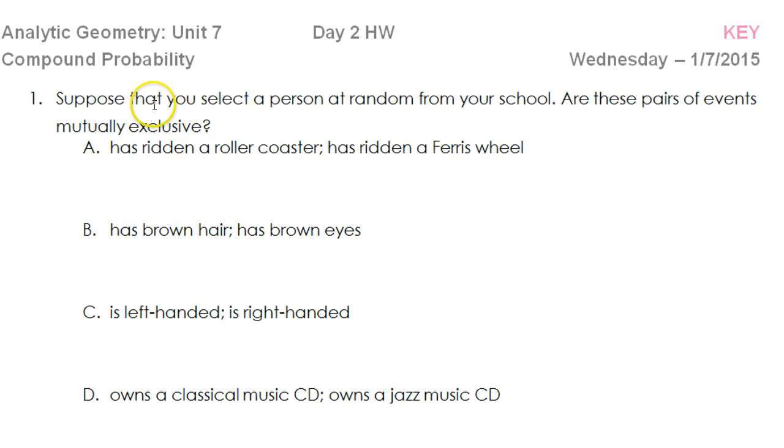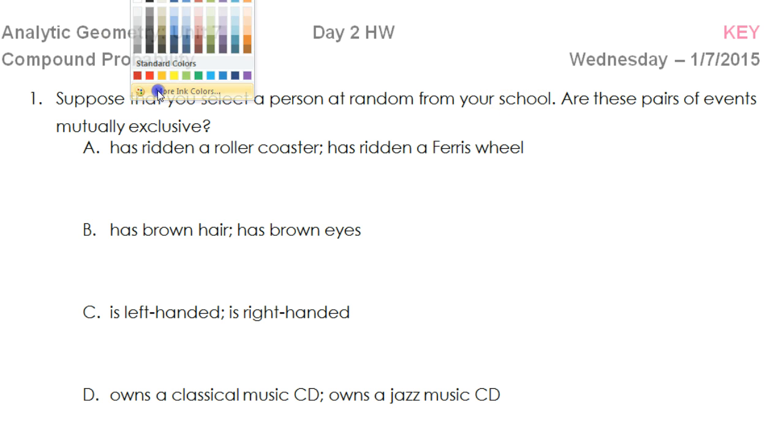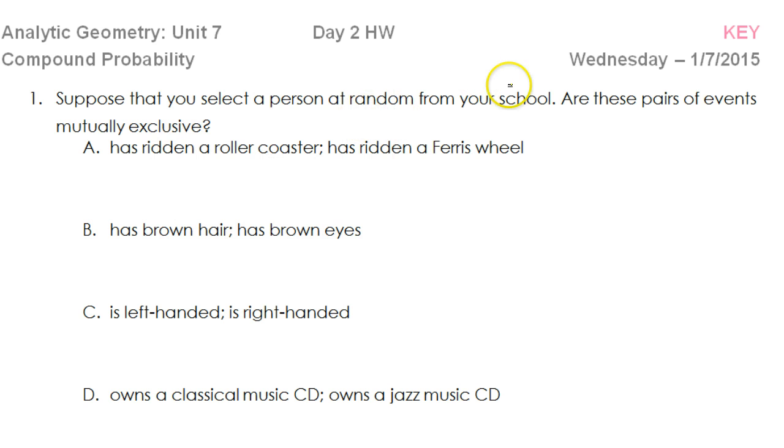So problem number one. Suppose that you select a person at random from your school. Are these pairs of events mutually exclusive? Alright, so in this case the school would be what we call the sample space or the universal set, because the school is representing all of the possible outcomes. So this is the sample space, or the universal set. Anyway, are the events mutually exclusive?